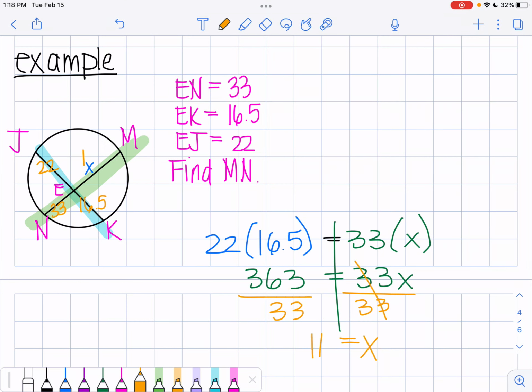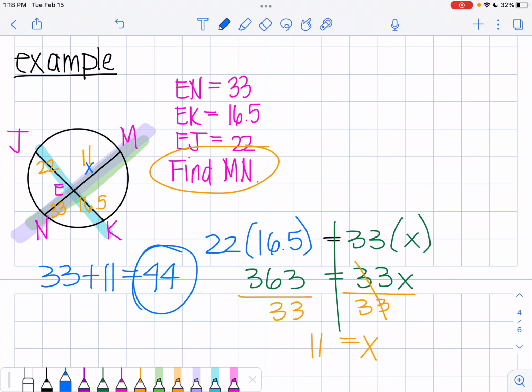Okay, so if this is equal to 11, they want me to find MN. MN is this whole line segment right here. So together I have to say, well, 33 plus 11 is equal to 44. And that's my value for MN. So again, just be careful what line segment they're asking you to find. Some problems might only ask you to find EM, which is the value we had as x, and then the answer would just be 11. But some you're going to have to go that one step further to find the whole segment or the part that they're asking you for.